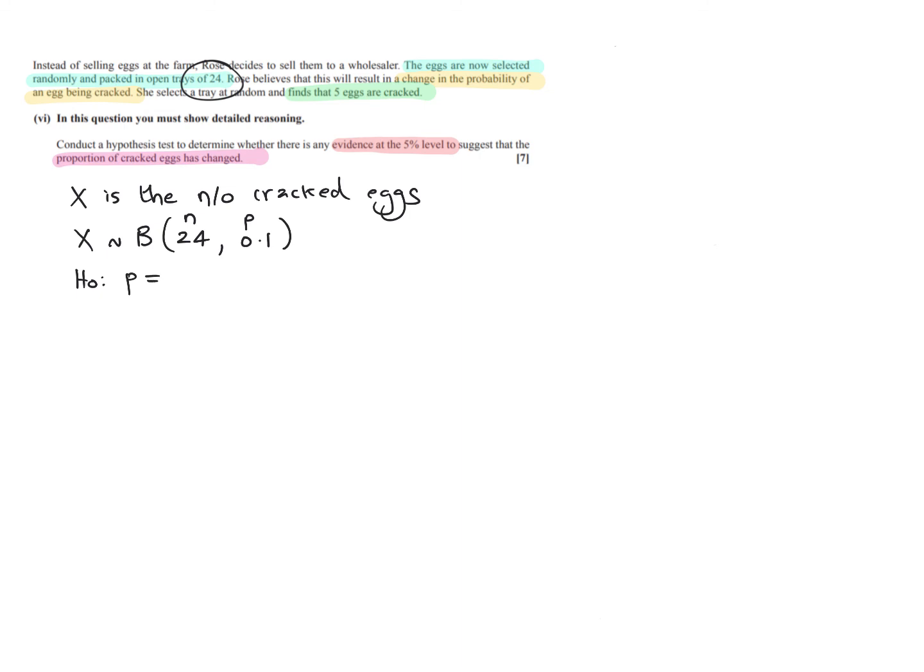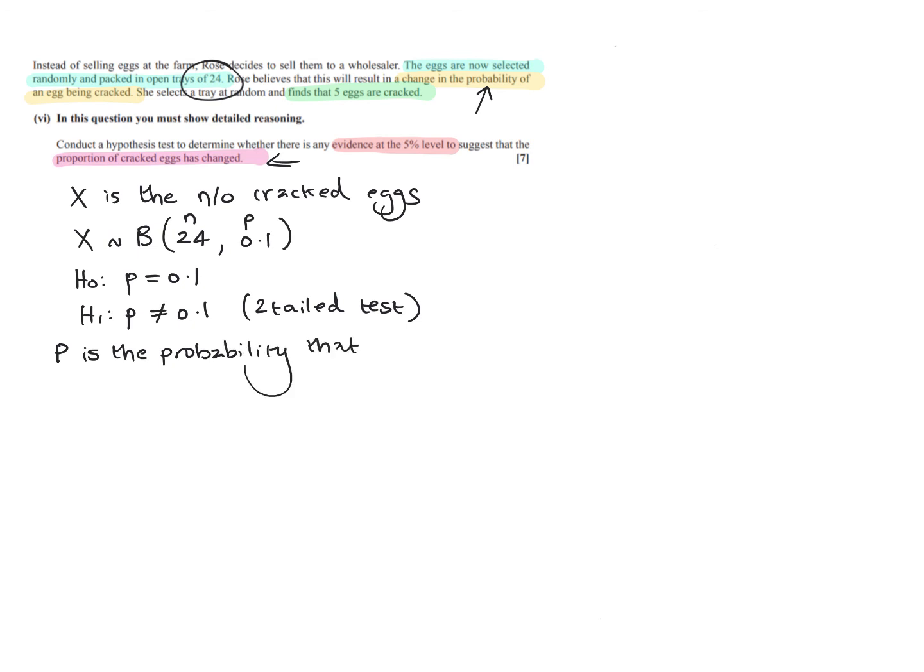So H0 is P is 0.1. But H1, look at the information here and here in the question, we're testing to see if there is a change in the probability. So P is not equal to 0.1 is our alternative hypothesis. So this is clearly a two-tailed hypothesis test. Now, define P again. So P is the probability that an egg selected at random from the population is cracked.